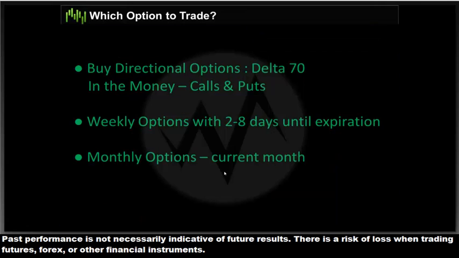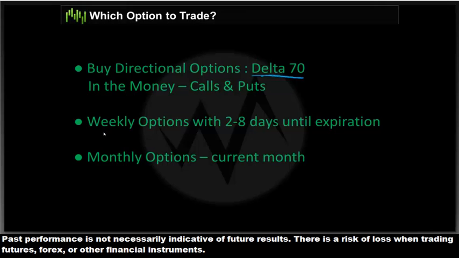Now, the next question that comes to mind is, which option in those chains do we trade? Which strike price do we buy? For the purposes of what we're talking about, buying and selling calls and puts, for tonight we're going to be utilizing the Delta 70 in the money calls and puts. I'll explain what that means, Delta 70, in a second.